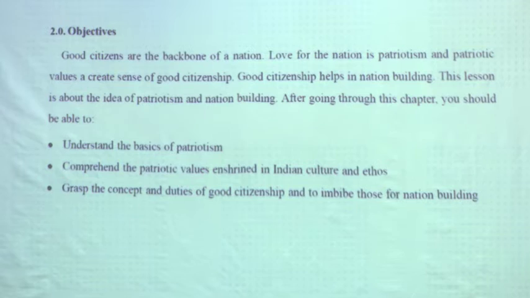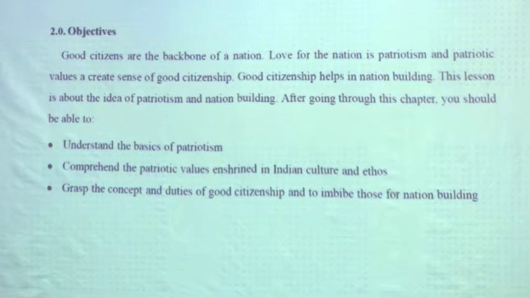So let us now come to the objectives. Good citizens are the backbone of a nation. Love for the nation is patriotism, and patriotic values create some of the good citizenship. Good citizens help in nation building. This lesson is about ideas of patriotism and nation building.